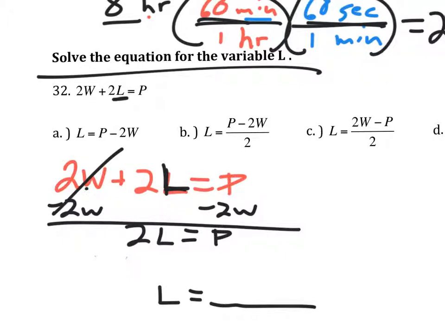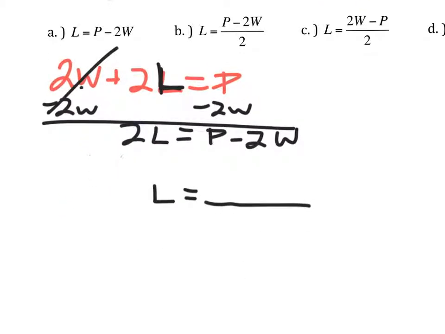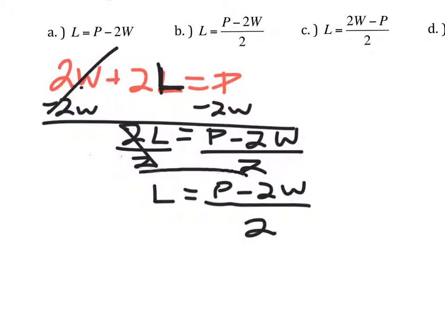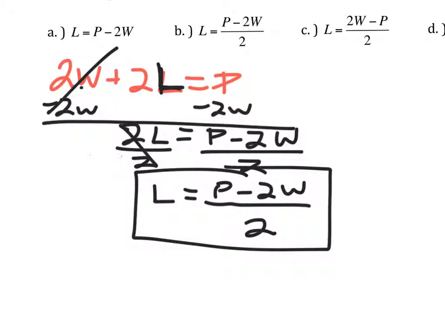But Mr. Lordson, I don't know what P minus 2W is. It's okay. Just write it as P minus 2W. It'll be okay. Divide both sides by 2. But Mr. Lordson, I don't know what P minus 2W over 2 is. It's okay. Just write it exactly how it is. You're done. L's by itself. Looks like B as in bay. Best answer ever. Let's go. Done.